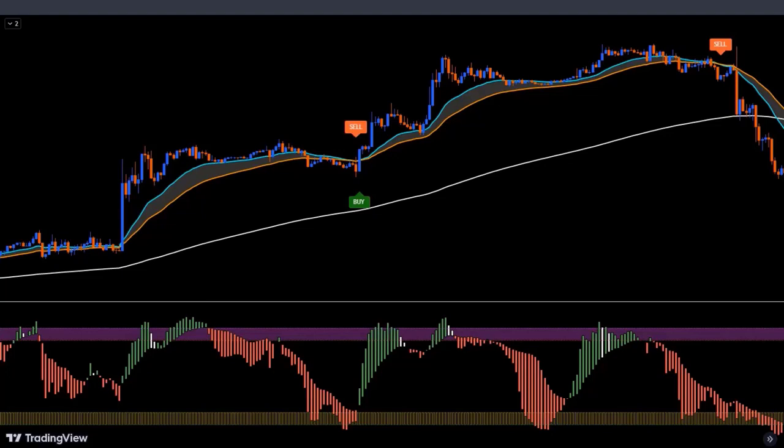Now you know everything about the setup. So let's do the back testing and see how well the strategy works in different market conditions.